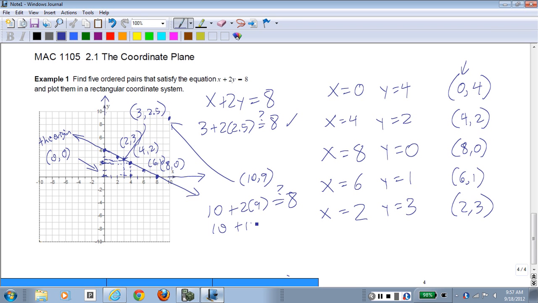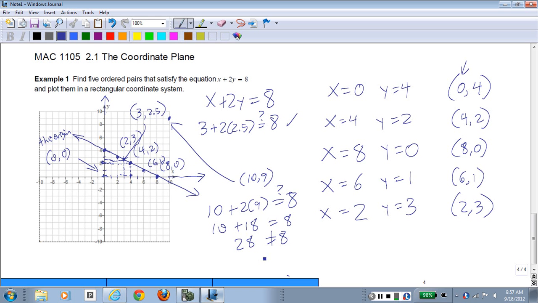If we're wondering if it's 8, I'm thinking that's way too much. It would be way too much even if I wanted to beat 18, which of course it doesn't. So 28 is not 8. So no, that point is not on the line, so that ordered pair is not expected to satisfy the equation.